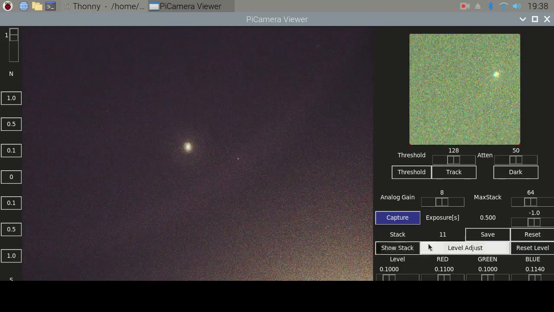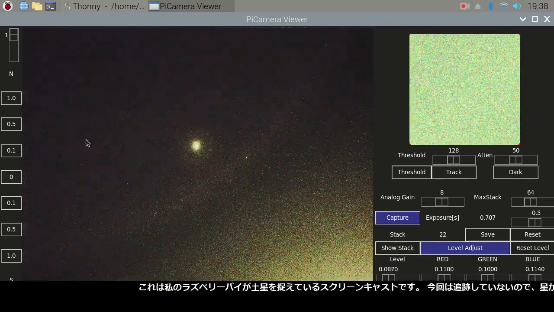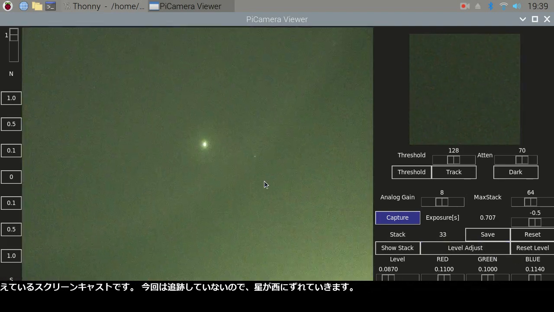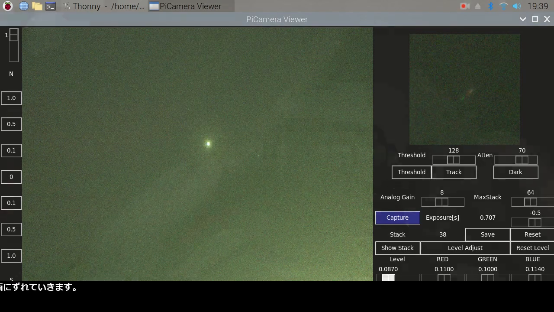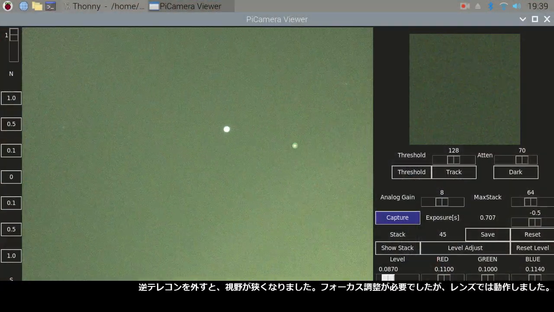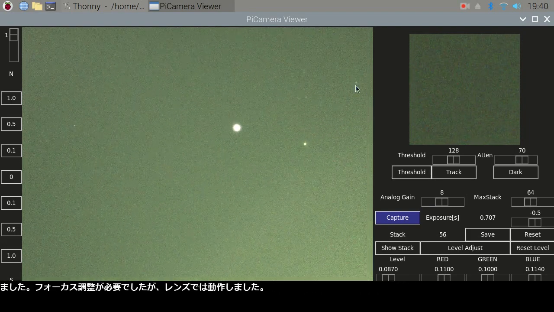And also the reverse effect. This is a screencast of my Raspberry Pi capturing Saturn. I did not track this time, so the stars are shifting to the west. After I removed the reversed teleconverter, the field of view got smaller. The focus adjustment was needed, but I got it working with lenses.